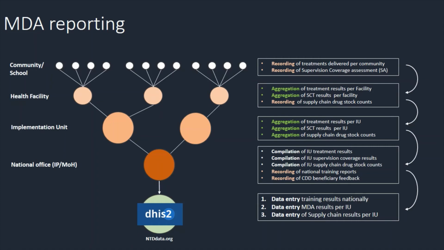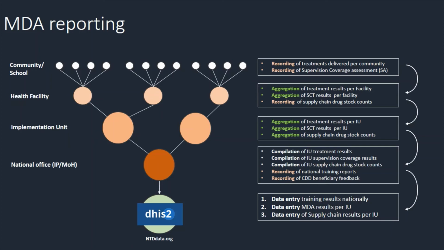they're compiled into a single database. So we have a compilation of all the treatment results per IU available at national level. The same goes for the supervision coverage results and the supply chain stock counts. What's added at national level is the recording of the training report. So if there's a training of CDDs or supervisors happening at the national level, the inputs and results of these will be recorded at the national level.